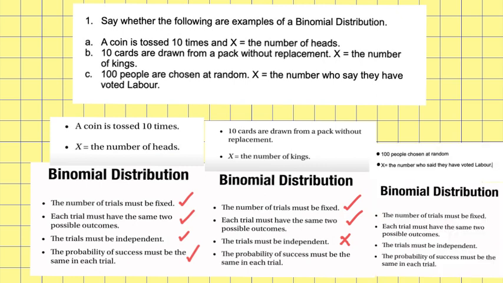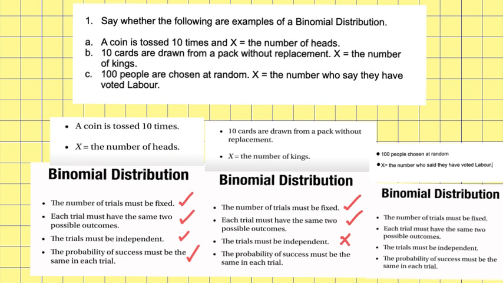And the third scenario, 100 people are chosen at random. X equals the number who say they have voted Labour. So let's go through the four parameters. The number of trials is fixed. Well, yes, there are 100 people that have been chosen.